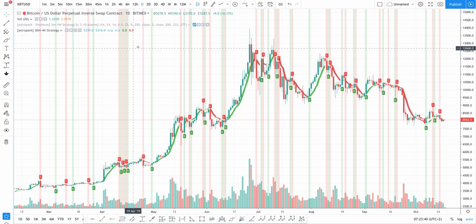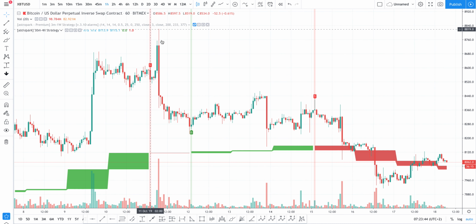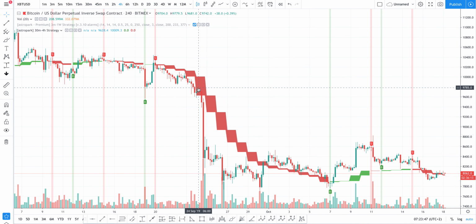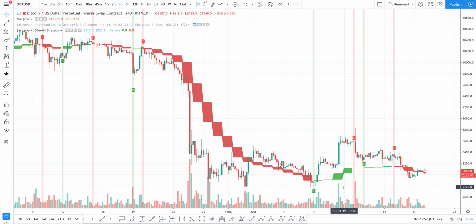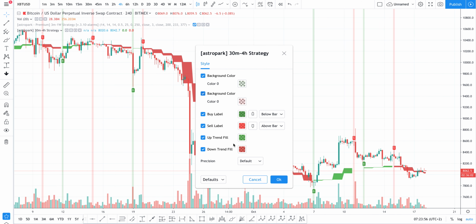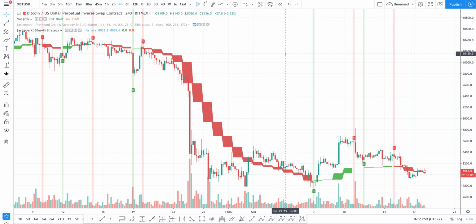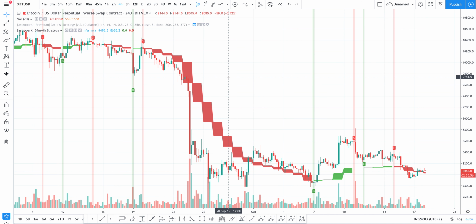The V2 is good only on 1 hour or 4 hour time frames. It's very different. It's also very cool. But it's different, of course. You don't have any options, you can only edit the style. The V1 is also for lower time frames.